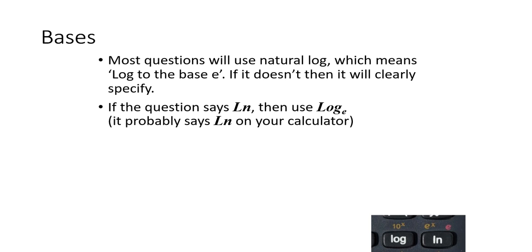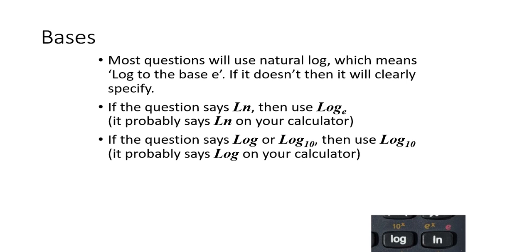Now, let me just briefly mention something about bases, because in physics, most of the questions that we will use will be what we call natural log. That means log to the base e, e just being a number, quite a special number, but it is just a number. So if you look on a question sheet, if it says ln, then use log to the base e, or the ln button on your calculator. However, sometimes they will say log, or sometimes even log with the number 10 down there as well. If they say log rather than ln, then it's probably safest to use log to the base 10, which is the button labeled log on your calculator.